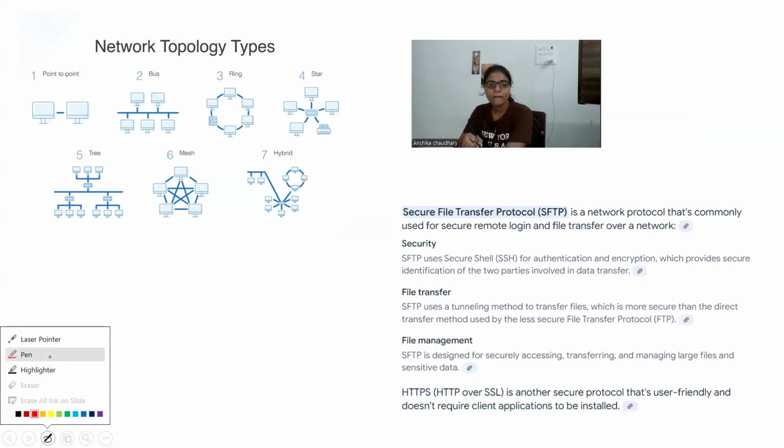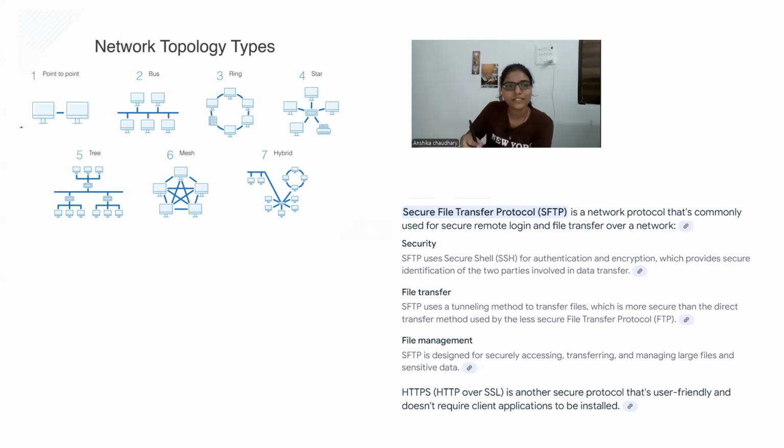Let's have a look at different types of topology. First is point to point. The second is bus topology. There will be a cable, which we can call a base cable, and all the computers are connected in a serial manner only. The third is ring. The fourth is star, so it is a switch, right? All the computers will be connected to a switch. It comes under the category of star.